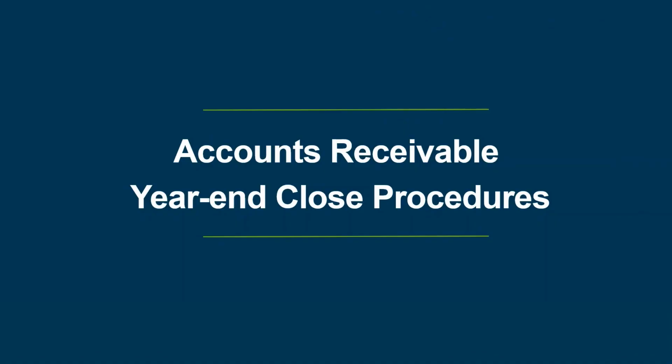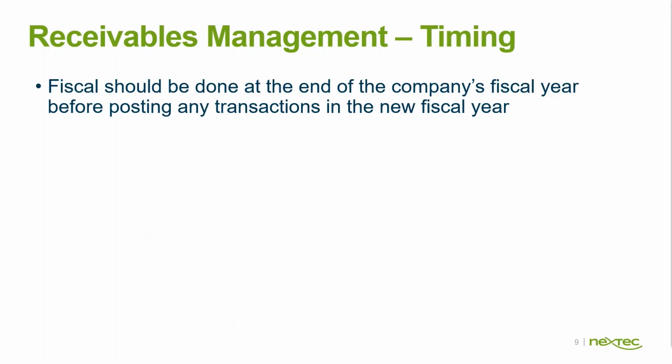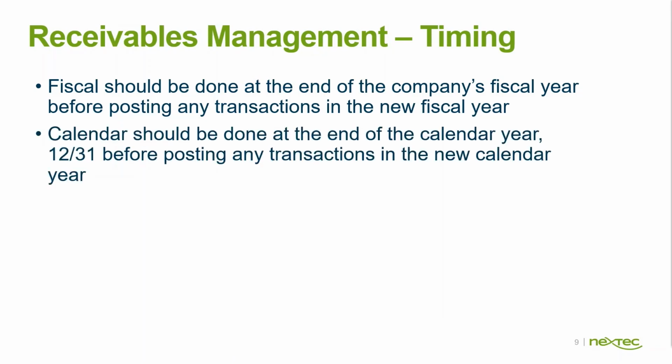Now we're going to go into more detail about the accounts receivable module year-end close. We're going to go through the timing as well as what the close does and the procedures. Fiscal year-end close should be done at the end of the company's fiscal years, but before posting any new transactions. The calendar should be done at the calendar year-end, 12/31, before posting any transactions for the new calendar year.